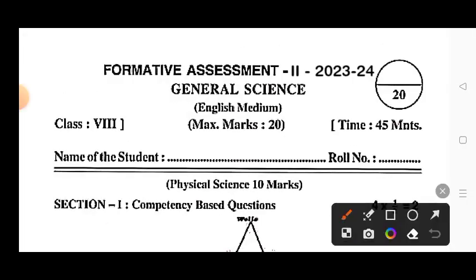2023-24 class 8. Fill up the name of the student, and second, fill up the roll number. And question number first, time in section first.